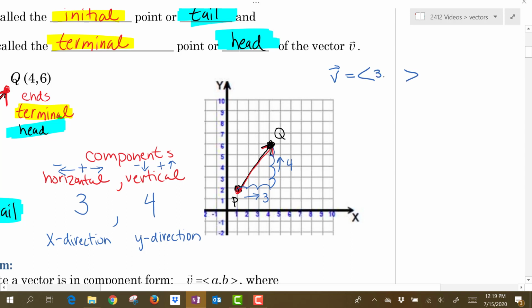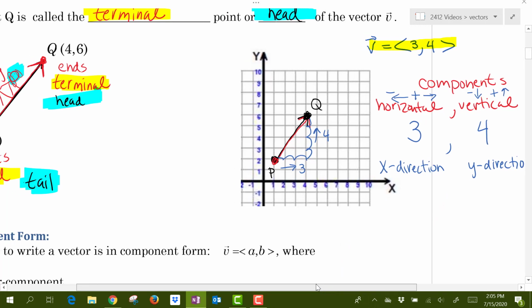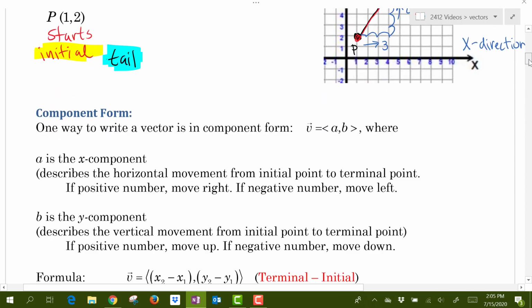So the first number listed, 3, the second number listed, 4. The first number listed is going to be that horizontal movement from initial point to terminal point, and the second number listed is going to be that vertical movement from initial point to terminal point. So we call this the component form of the vector. So any vector can be described using this component notation. So at the bottom of your notes, it gives you some information about the component form.